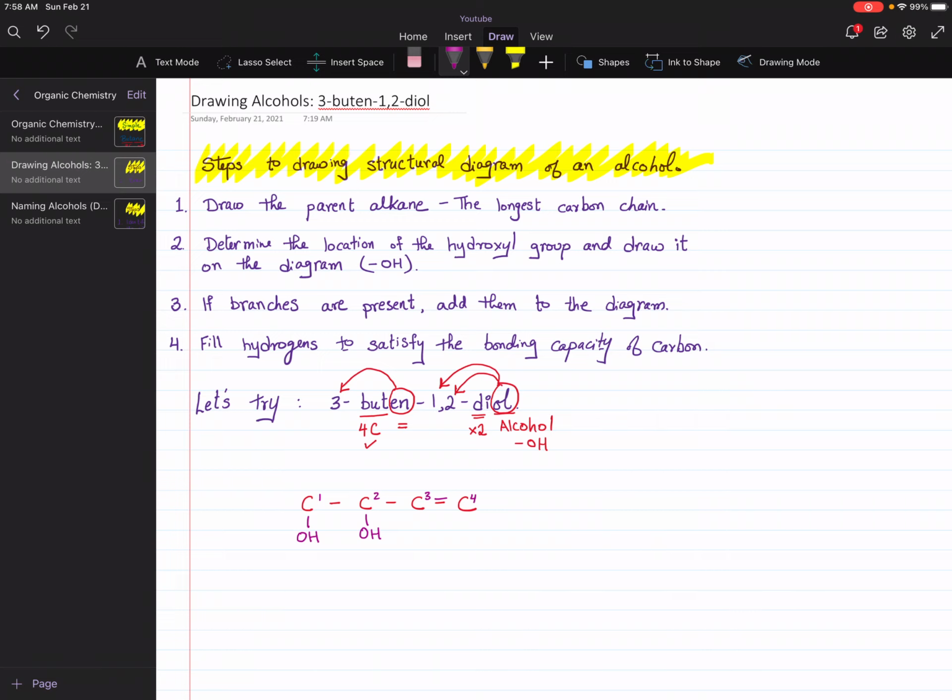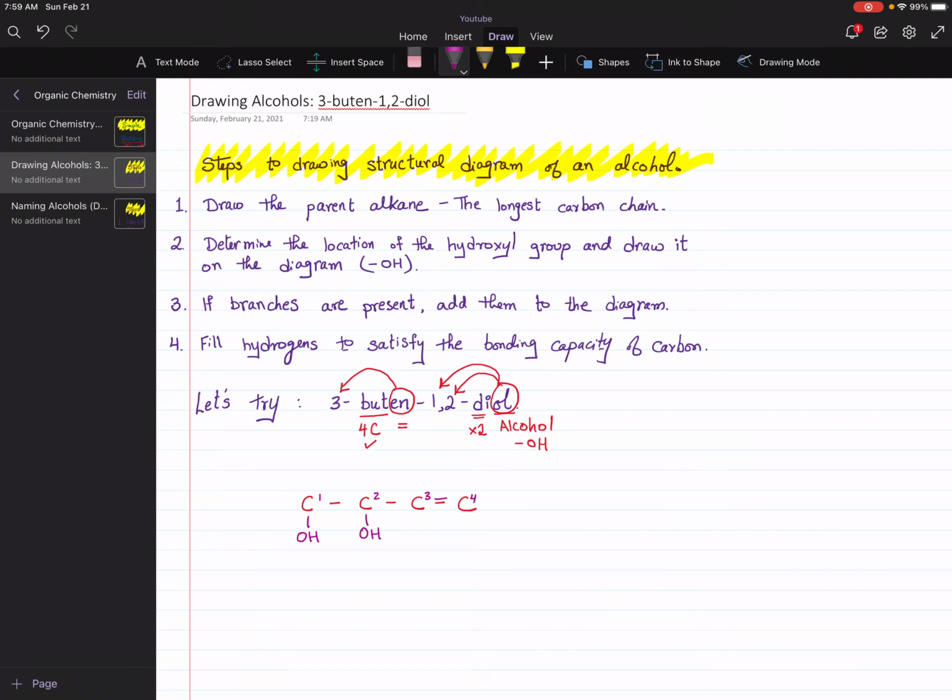It does not matter if you put it on top or the bottom. Since it's a single bond between carbon 1 and carbon 2, and carbon 2 and carbon 3, these hydroxyl groups are free to rotate. These carbon atoms are free to rotate. And therefore, you can place it on top or the bottom. Now, once we have that done, we have completed steps 1, 2, and 3.